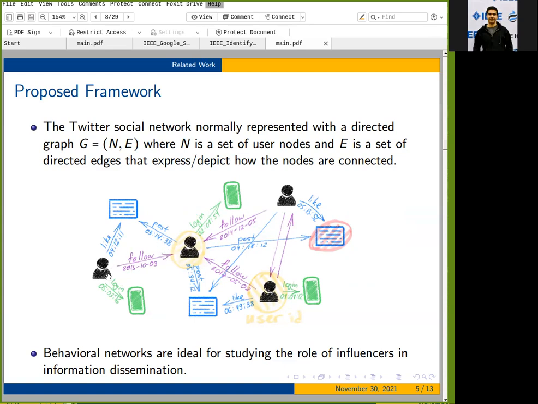So I can have an edge between this person and this person if this person is following this person, or this person is liking this post. So there is an edge between this person and the post, and this person is the owner of this post, and so on. We can have different types of graphs according to these edges. So behavioral networks, as a summary, are ideal for studying the role of influencers in information dissemination. And by behavioral network, I mean these edges can be the retweet edges, the mention, the quotes, and so on.